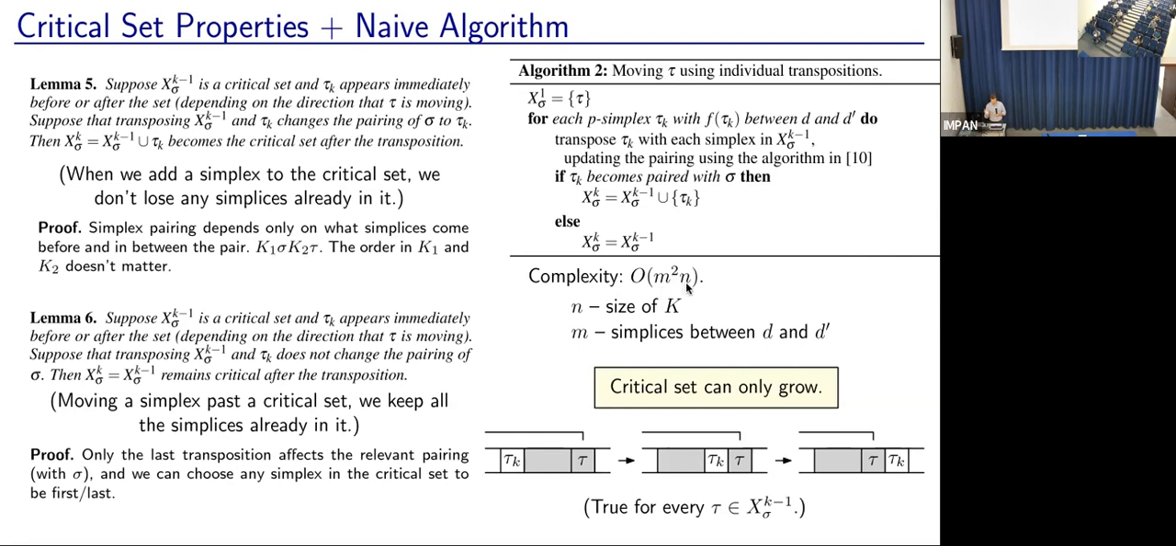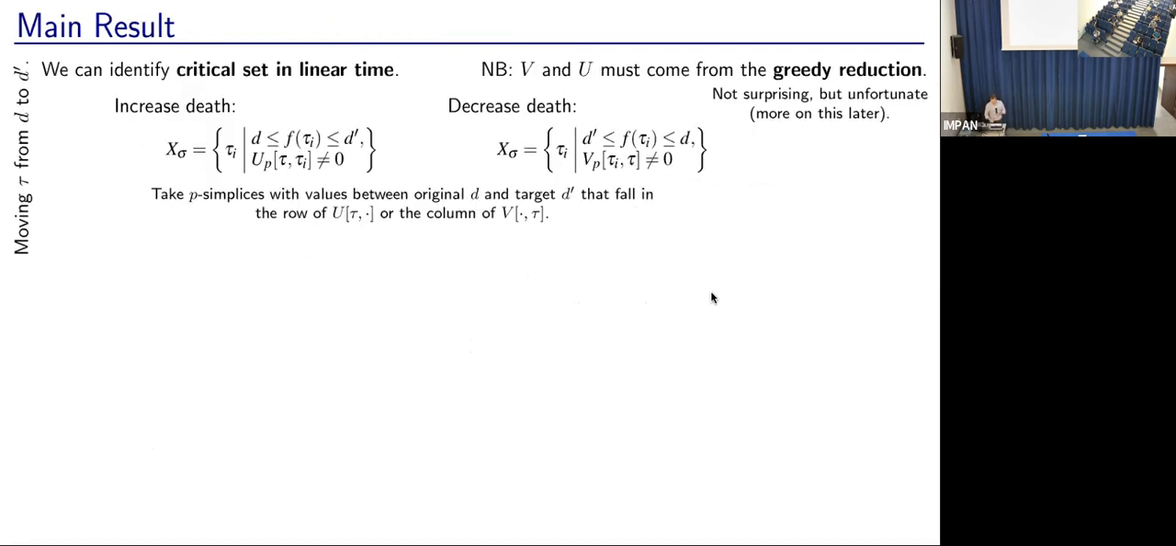It's something like m squared n, where m is the number of simplices between where you start and where you want to end, and n is the size of K, but it's an algorithm that's sort of easy to understand. Okay, so the main result I wanted to get across today is that you can identify what the critical set is in linear time. And in fact, it's an incredibly simple algorithm. It's one that you can implement in less time than it's taken me to talk so far.